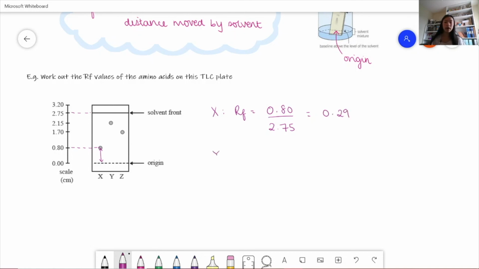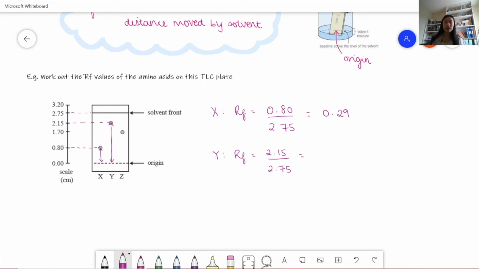And then for Y, the RF value is equal to the distance from the central part of Y, so at the center of this dot, all the way to the origin. And so that's 2.15 over 2.75.